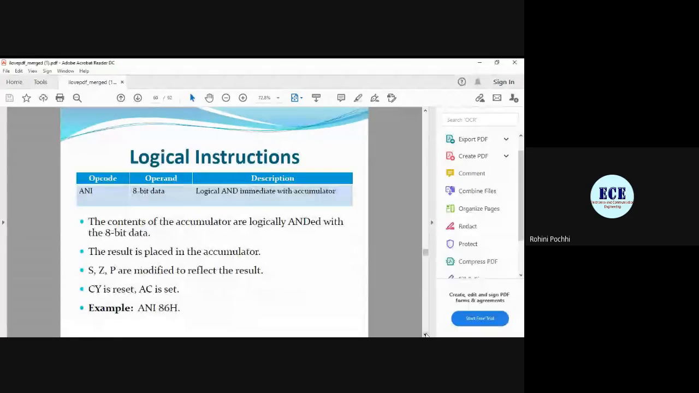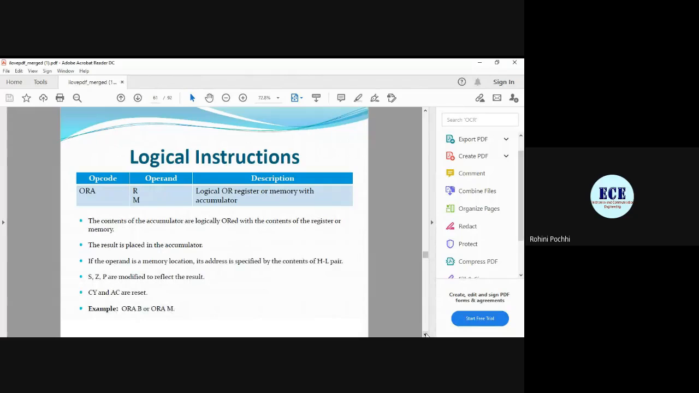ANI 8-bit data, the content of the accumulator are logically ANDed with the 8-bit data. The result is placed in the accumulator. S, Z, P are modified to reflect the result. Carry flag is reset and auxiliary carry flag is set.